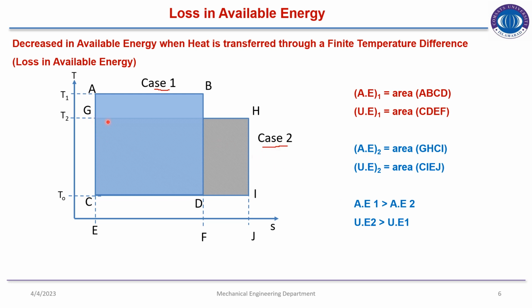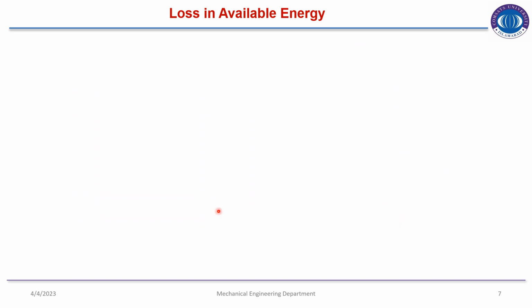So the available energy of case 2 is GHCI, and it is the amount of useful work produced by the heat engine. And when that heat engine is connected to the source of T2 temperature, it has an unavailable energy of CIEJ. CIEJ is that rectangle, and it represents the amount of unavailable energy when the heat engine is connected to temperature T2. So as you can see, the amount of unavailable energy for case 1 is less than the amount of unavailable energy for case 2. So now we know that in case 2, the unavailable energy is greater than the unavailable energy of case 1.